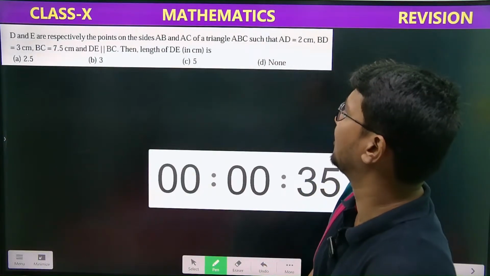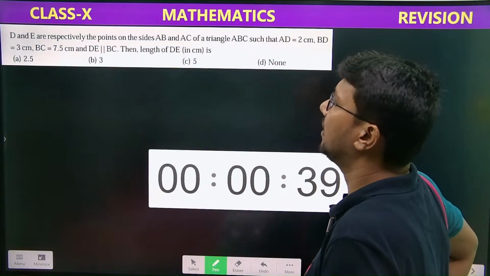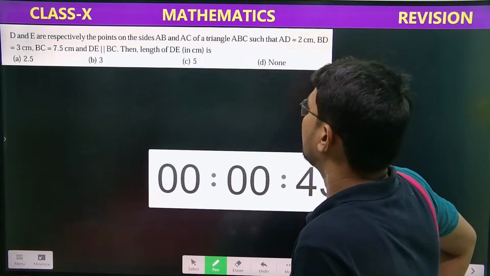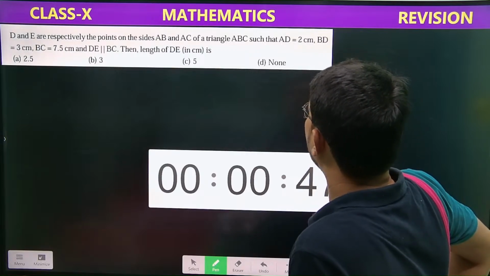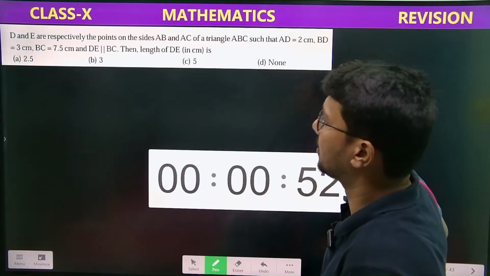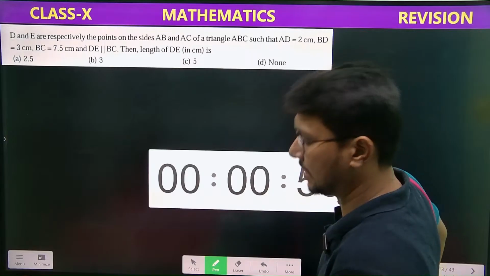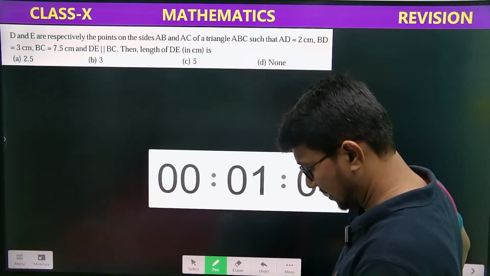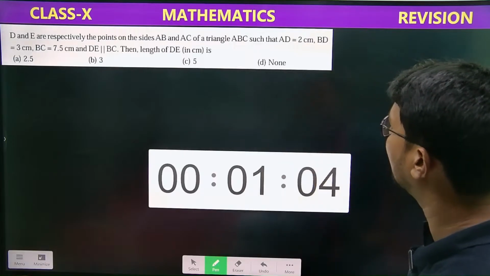So it is from the chapter triangles. It is given that D and E are respectively points on sides AB and AC of a triangle ABC such that AD equals 2 centimeter, BD equals 3 centimeter, BC equals 7.5 centimeter, and DE is parallel to BC. Then the length of DE is asked. What is the answer? Answer is 6. Which one, sorry? C. Okay.